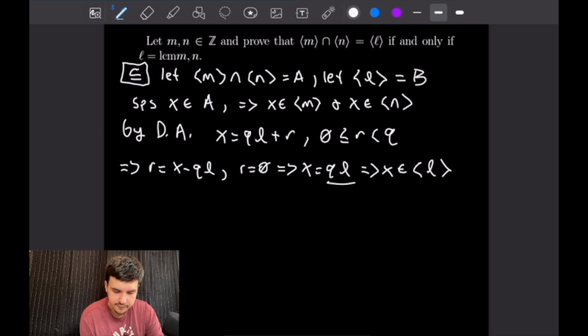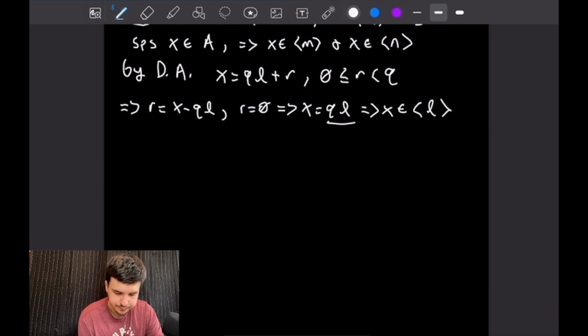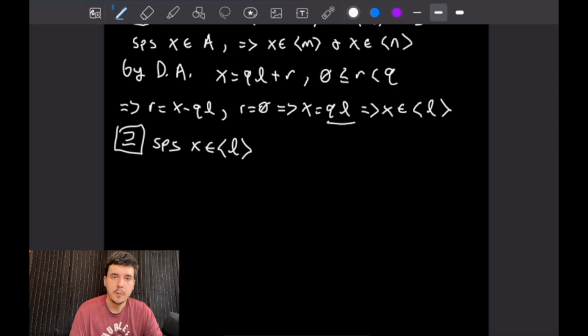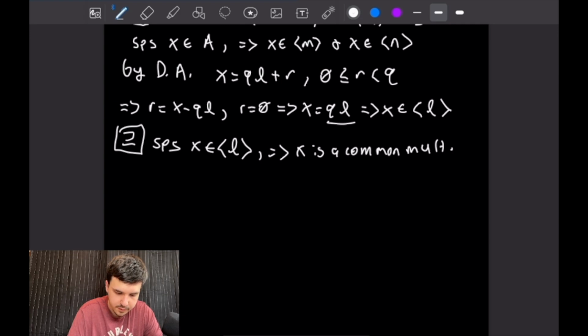Great. And now the reverse direction is pretty easy. So let's go ahead and do that now. Let's suppose that we have X is in the set generated by the LCM L. Well, by definition of the LCM L, that means that X is a common multiple of M and N. So I'll go ahead and write that. X is a common multiple of M and N.